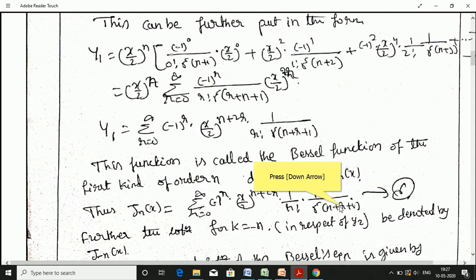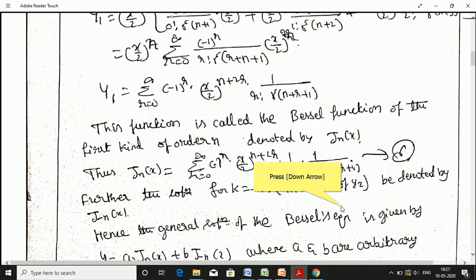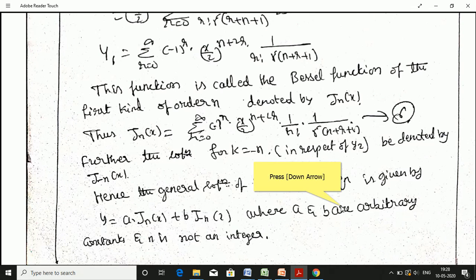Further, the solution for k equal to minus n in respect of y2 is denoted by J minus n of x. Hence, the general solution of Bessel equation is given by y is equal to a into Jn of x plus b into J minus n of x, where a and b are arbitrary constants. Okay, and n is not an integer.